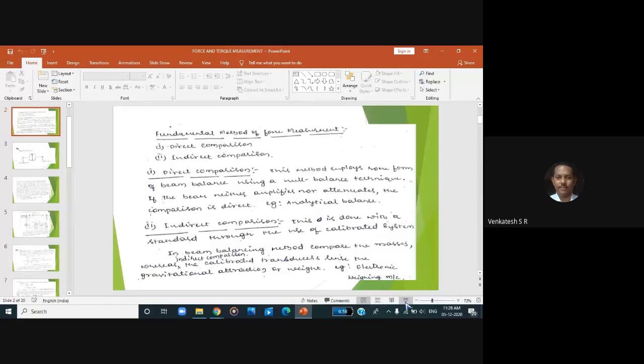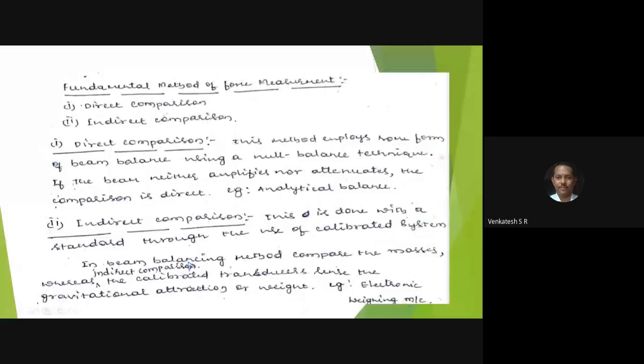Once again, the fundamental method of force measurement is classified into two types. One is direct comparison, the other one is indirect comparison. The direct comparison is where the standard known magnitude is directly compared with the unknown magnitude. That is the direct comparison. For this, a good example is the analytical balance.